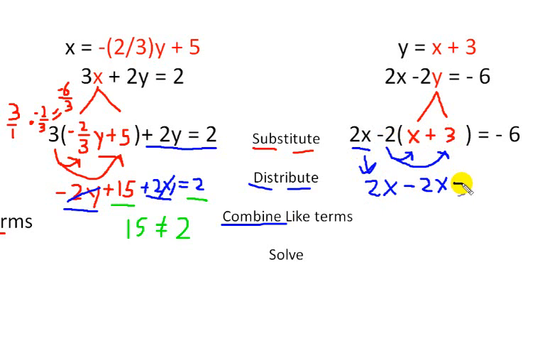Negative 2 times 3 is going to give me negative 6. And then this right here is equal to negative 6. Alright, next step is to combine like terms. So I have right here 2x minus 2x. So these are actually going to cancel each other out. And what I'm left with is negative 6 equals negative 6, which is true. Negative 6 does equal negative 6. So this is the third possible outcome. In the second or third outcome, the variable gets canceled out and we actually didn't solve for a variable.